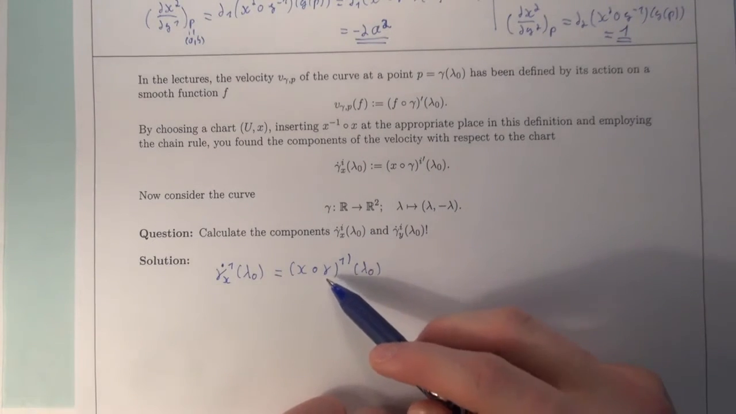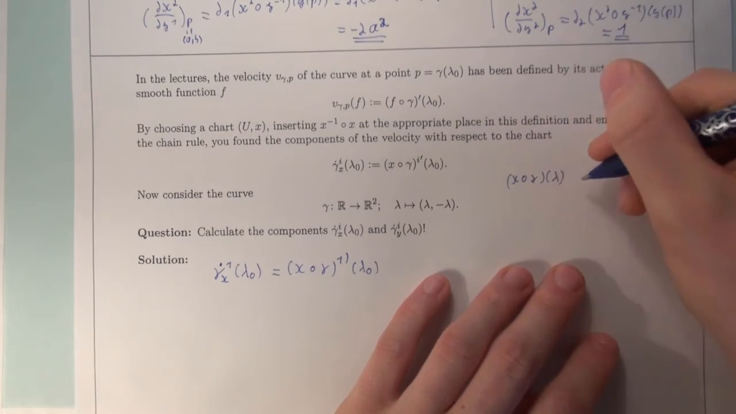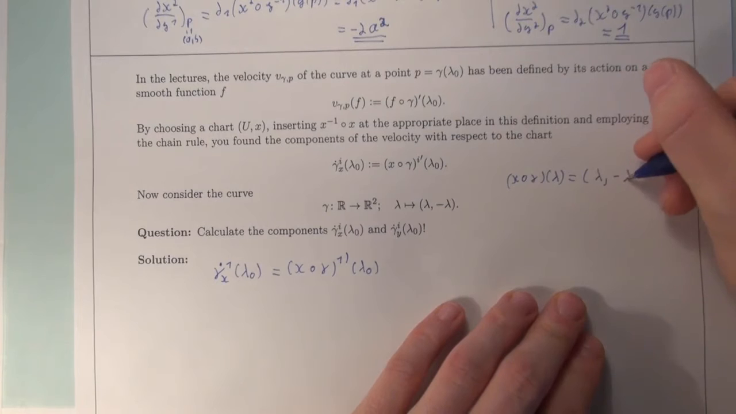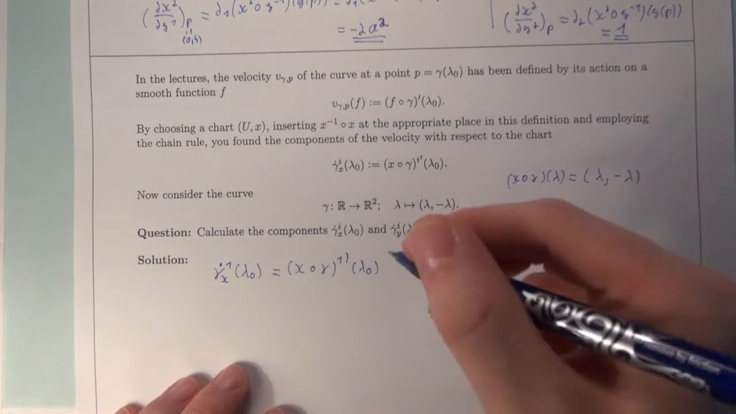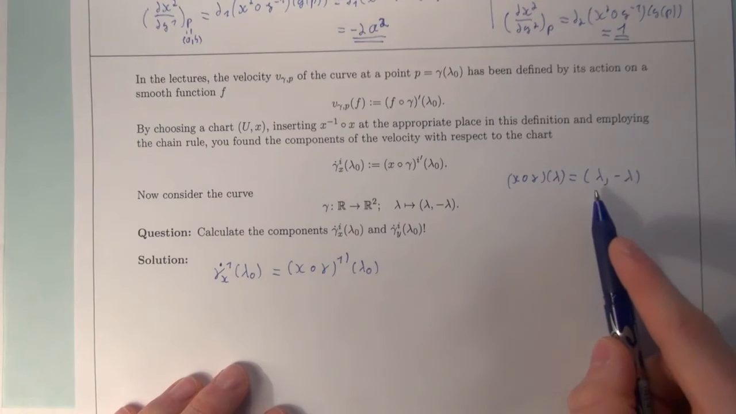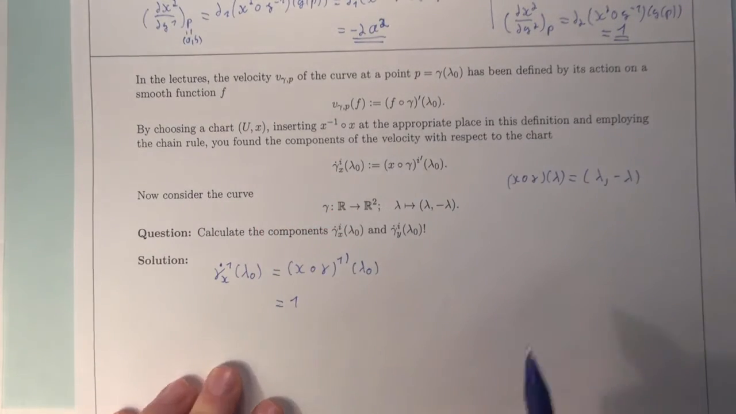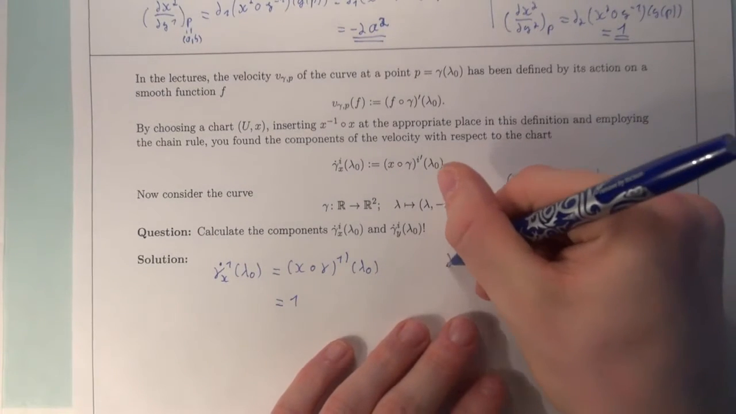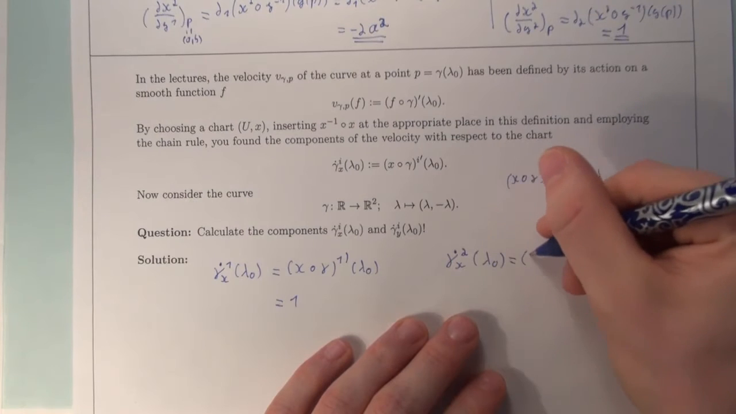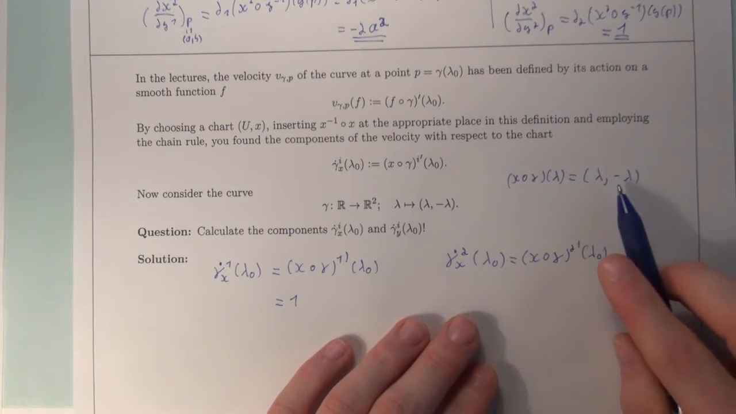Now, x is just the identity map, so x after gamma of a parameter lambda just gives lambda and minus lambda. So we have to differentiate the first component of this map, lambda, which of course gives a 1, irrespective of this parameter value lambda naught. Now proceeding the same way for the second component, we get this time a minus 1.